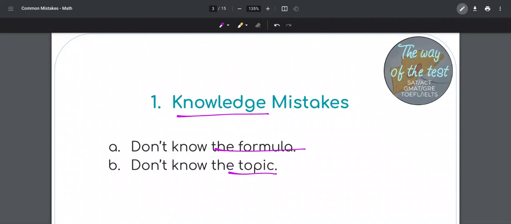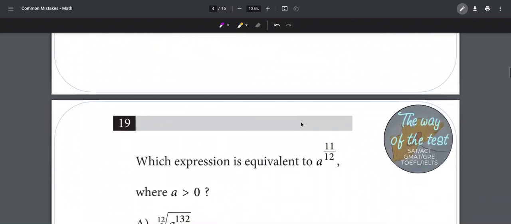Why am I separating this? Because you may know the topic and you may know all the other formulas except for this very specific formula that you need for the very specific problem that you have encountered, right? Now, there may be other types of knowledge, okay? But basically, most of the mistakes fall into these categories. You either don't remember anything about the topic or you just don't remember the very specific thing that you need. So we're going to see an example.